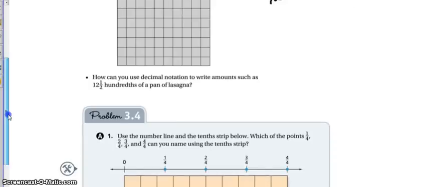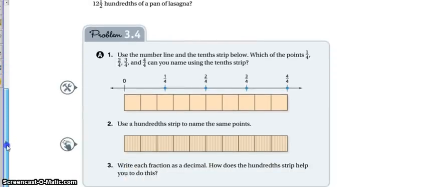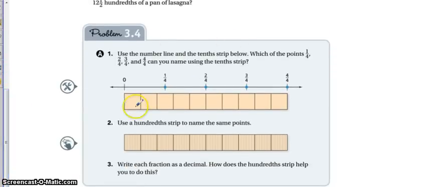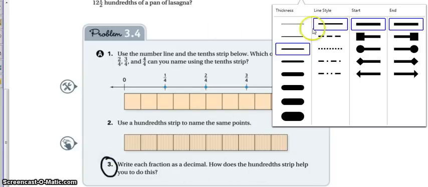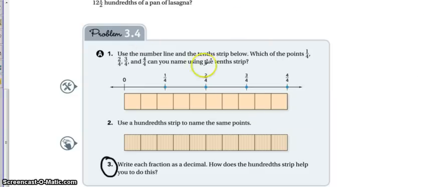So let's go down here and talk about problem A1 and A2. Tomorrow before coming to class you will need to do A3, and so you might need to watch the video a few times just to make sure that you understand what's going on. All right, so let's take a look here. Use the number line and the tenths strip. Which points, 1/4, 2/4, 3/4, and 4/4, can we determine and name using the tenths?